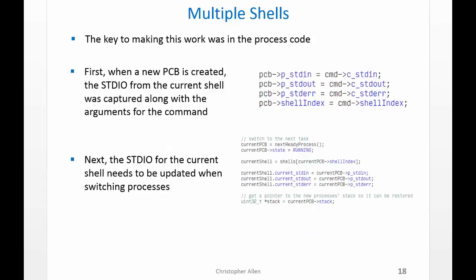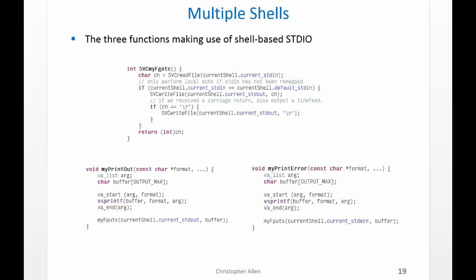The key to making this work was in the process code. So when a new PCB is created, the standard I/O from the current shell is captured along with the arguments for the command. Next, the standard I/O for the current shell needs to be updated when switching processes. So when SysTick fires and you switch to a new process, the new process's standard in, out, and error handles are assigned to the current shell's in, out, and error handles. And here are the three functions that are used for in, out, and error.